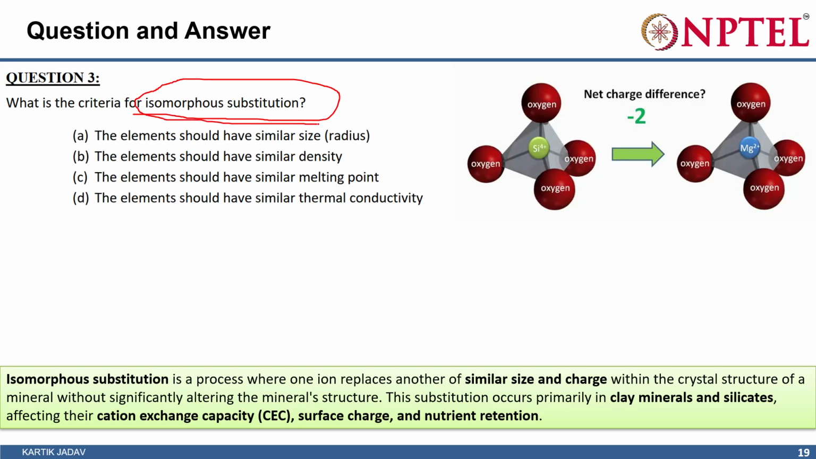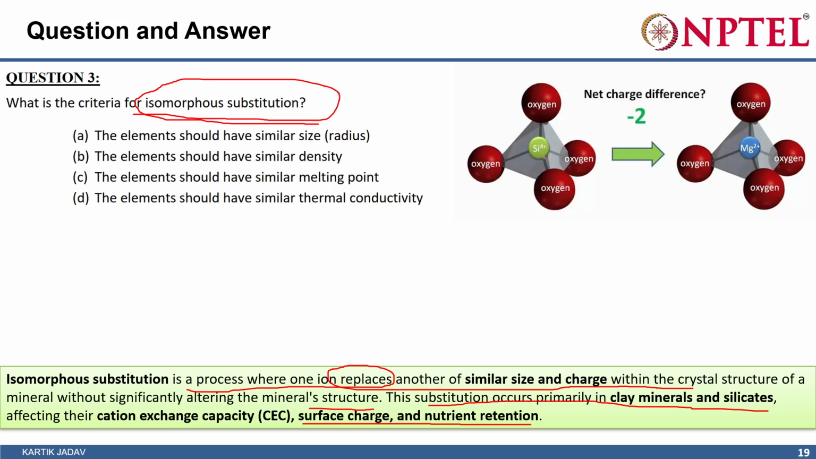Right. So whenever we discuss the source of charges on silicate clays, at that time we have discussed isomorphous substitution. So we know that isomorphous substitution is the process where one ion replaces another of similar size and charge within the crystal structure of the mineral without significantly altering the mineral structure. And this substitution occurs primarily in clay minerals and silicates, affecting their cation exchange capacity, surface charges, and nutrient retention.